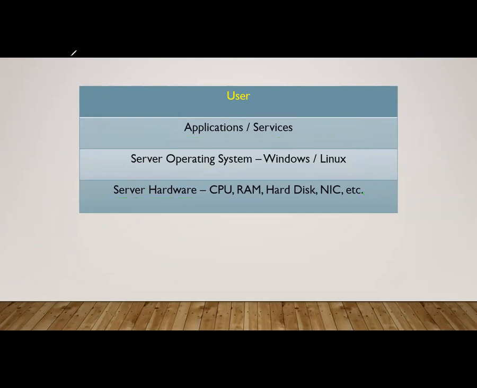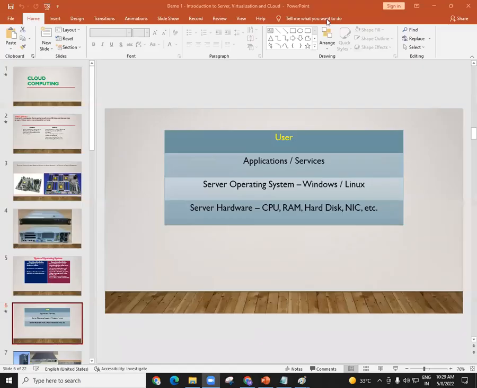Okay, let me just clear all the drawings here now. So why are we discussing this? Because cloud computing, like I said, is related majorly with servers. Now, why we are discussing this here is when a company starts a business, they need to bring servers and they need to run their applications on servers. First of all, they need to bring server hardware.